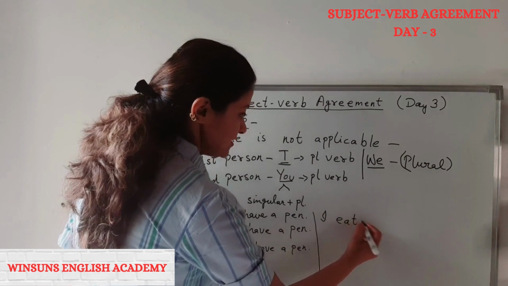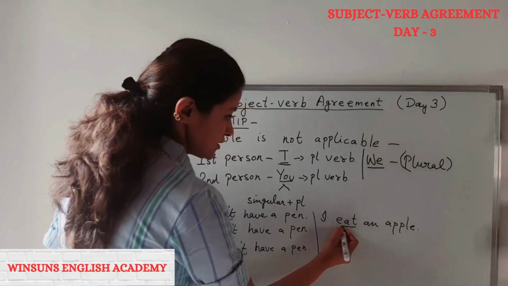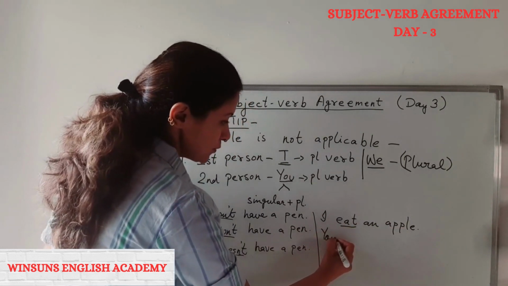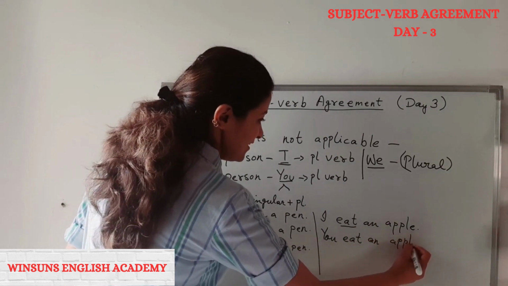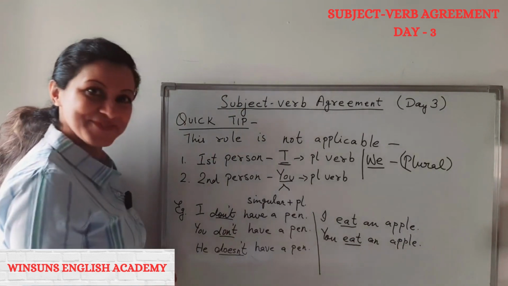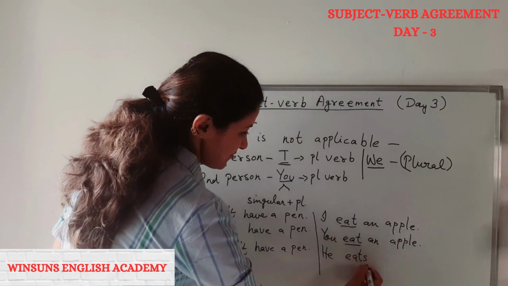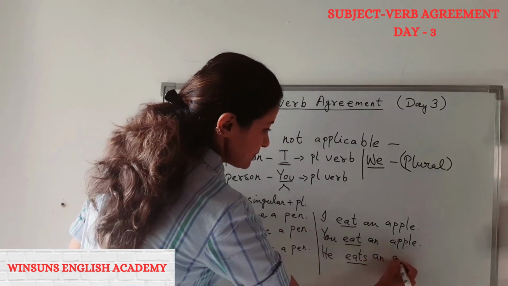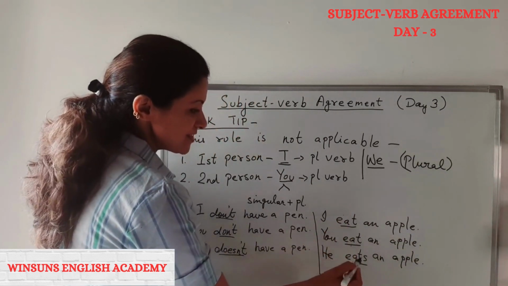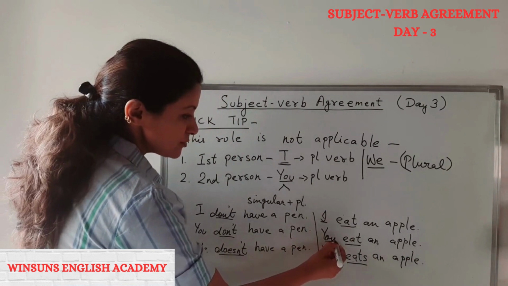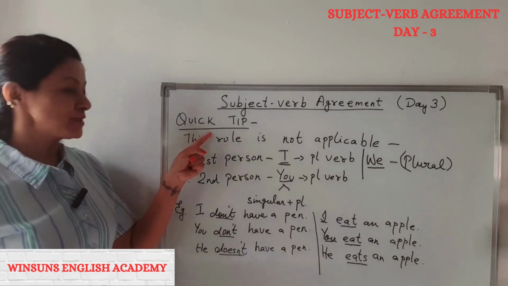I eat an apple. Eat, plural verb. You eat an apple. Again, plural, right? He eats an apple. See, this is plural, this is plural, this is singular. Although these are singular subjects, one, they take the plural verbs. Okay, so please remember this quick tip.